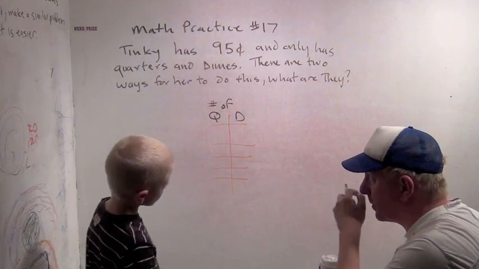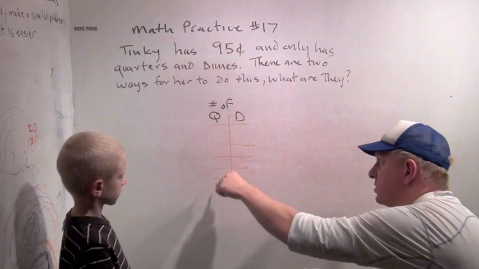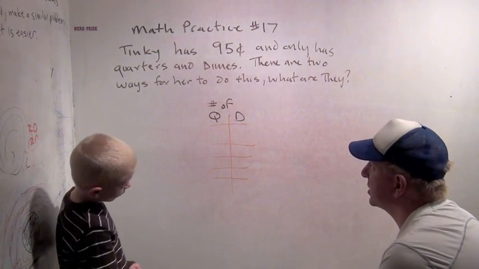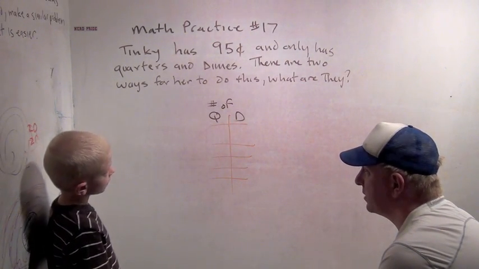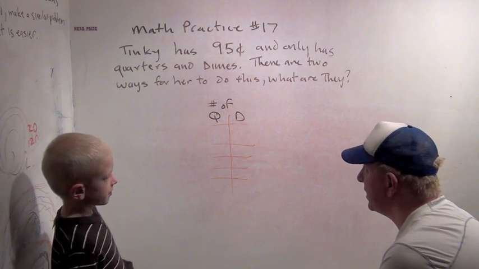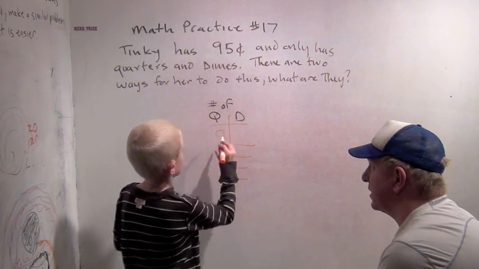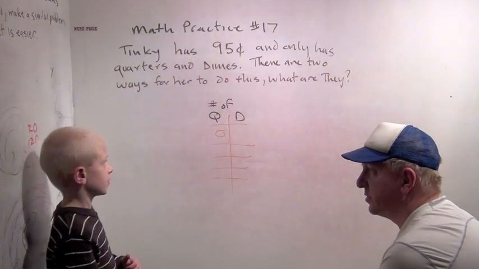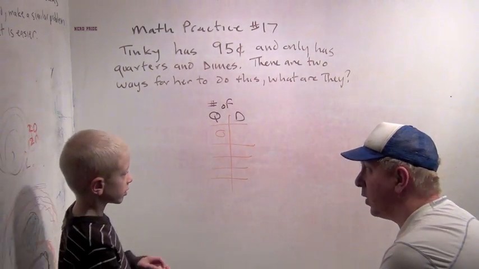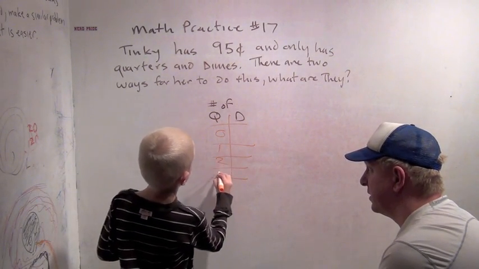Well, we can start at one each. Well, the smallest amount of quarters, let's do the quarters she could have. What's the smallest amount of quarters she could have? One. Oh, even smaller. Zero. She might have zero quarters, so why don't you write that in? Okay, and then what's next what she have? Well, she could have one. One, yeah. And what's next? And two. Two. Three. Three.